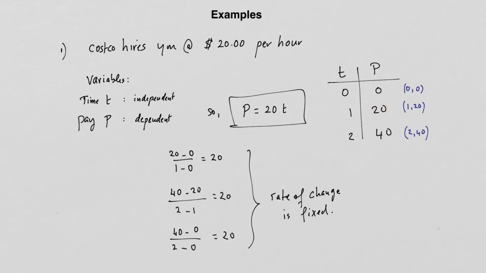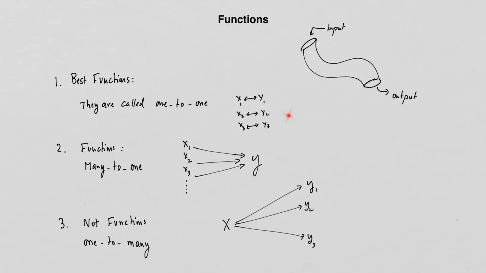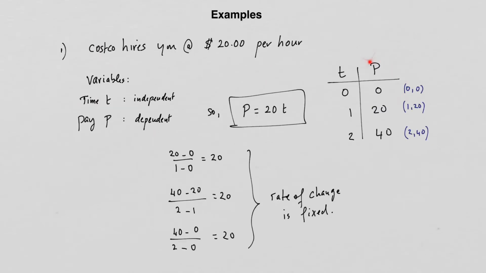Now let's say I come to you with this scenario and I say, hey, I made $20. Is it possible that you have worked for 1 hour and some other time or just 1 hour? It's going to be just 1 hour. If you made $20, you would have worked for 1 hour. Every X gave me 1 Y and every Y gave me 1 X. So that qualifies here. So these are one-to-one functions.